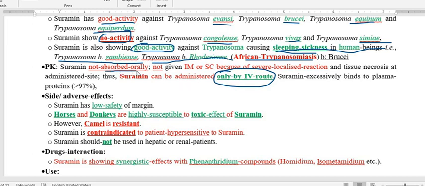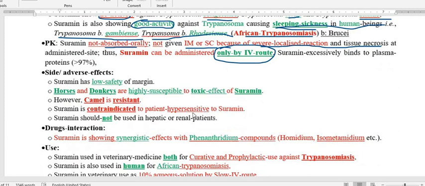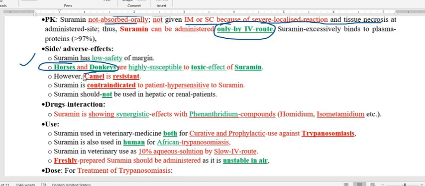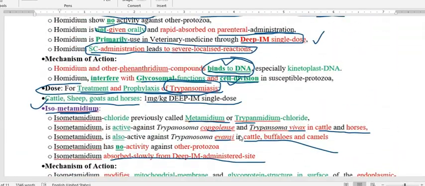It is only administered by the intravenous route, because orally it is not absorbed, and when given parenterally, like subcut or intramuscularly, it produces severe localized reaction as well as tissue necrosis at the administration site. Regarding side effects, this drug is toxic to horse and donkey, so we have to be cautious using suramin in these two species, whereas the camel shows resistance against suramin.